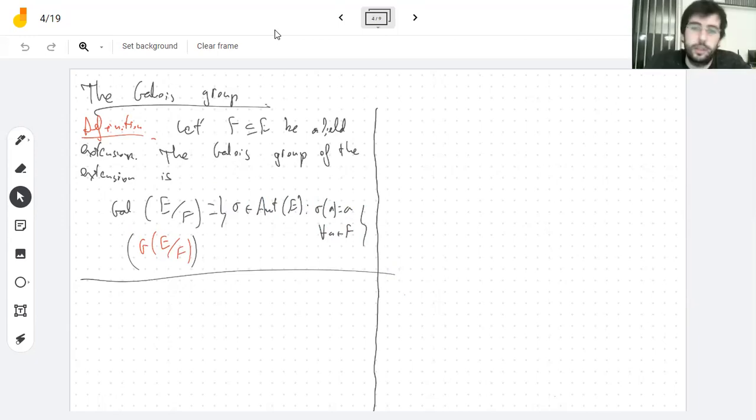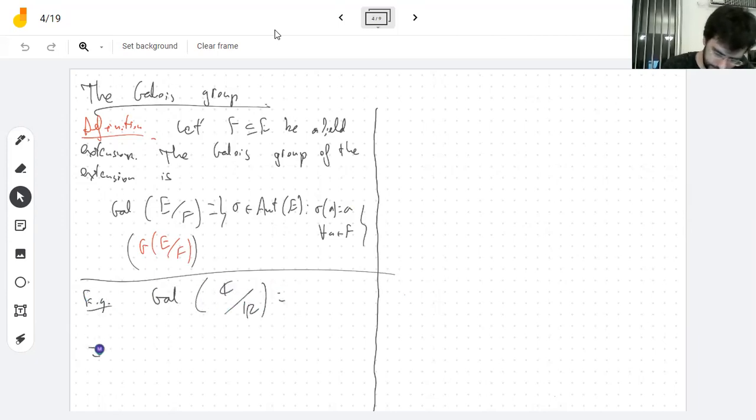So you take all the automorphisms, and out of those, you look at just the ones that have this property that everything in the smaller field is fixed. So of course it depends on E and F. That's an example: the Galois group of the complex numbers over the real numbers. This is the set of automorphisms of the complex numbers that fix every real number.